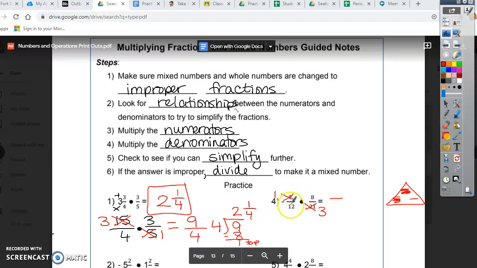Now, you could say there's a relationship of 2 here. That's true. If you do, you will still have to simplify further because there's actually a bigger number that they will both divide by, and that is 4. 8 divided by 4, 2. 12 divided by 4, 3. 1 times 2, 3 times 3, 9. And I'm going to box this with my sign. You do not want to forget your sign.